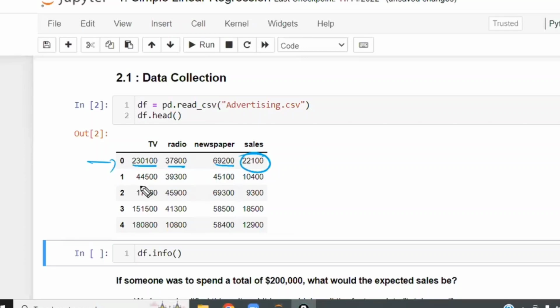The second time they did the advertisement by spending like this, and this time they got sales like this. Next time they spent this many amounts and they got these sales. Every time they have spent different amounts and got different sales. This is the past data. Now, using the past data, we have to predict for the future data.